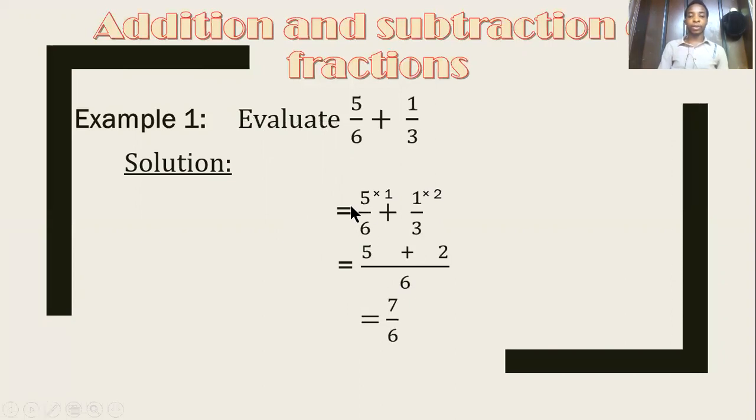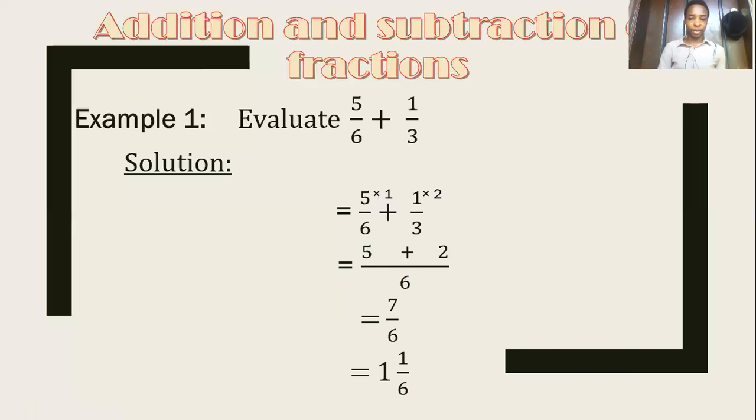Then multiplying back down, 5 times 1, 5. 1 times 2, 2. Then 5 plus 2 will give me what? 7. I have 7 over 6. Now remember, I can't stop here. Why? Because this is an improper fraction, and I have to change it to a mixed number. So how do I change to a mixed number? Just normal division. 6 into 7, that's 1 remainder 1 over 6. And that's the final answer.